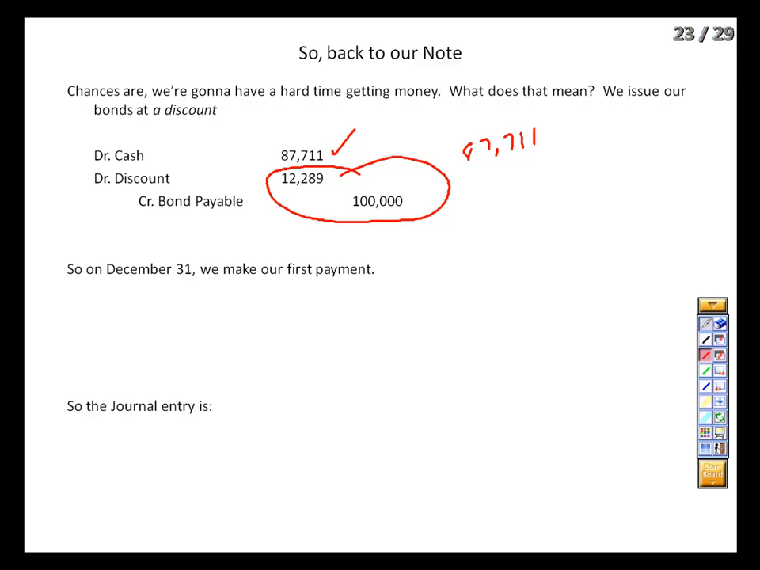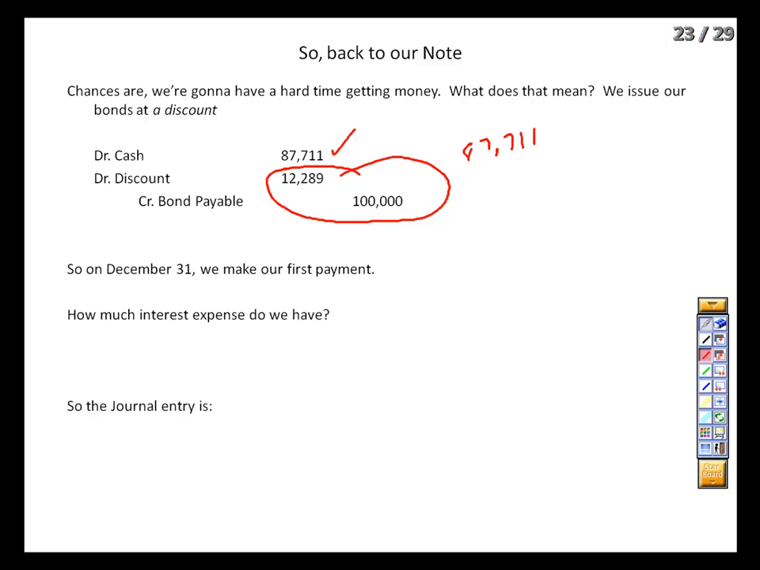And then the end of the year rolls around, and we're required to make our first cash payment. We are also going to take this opportunity to recognize interest expense on the income statement. Let's think about how much interest we owe our lenders for the money they gave us. The deal is that they loan us their money, and we pay them interest on the money we borrowed, right? How much of their money do we have? Not $100,000, only $87,711.